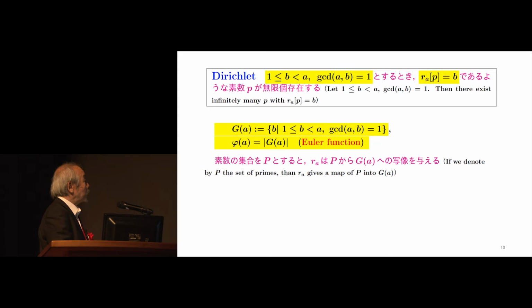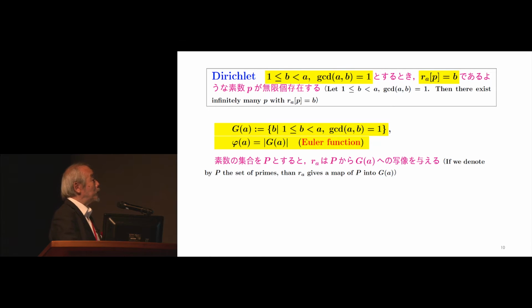Think about the following sets. G_A is the set of B, 1 or above 1 and less than A, with GCD(A, B) equals 1, satisfying those conditions. And phi(A) expresses the number of elements in that particular set. This is what we call the Euler function. If we denote by large P the set of primes, then R_A gives a map of P into G_A.